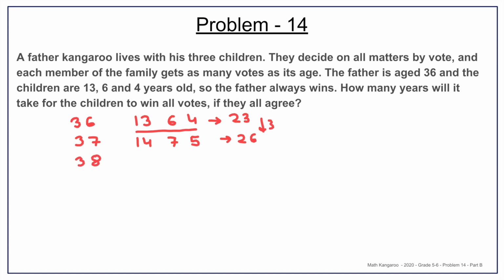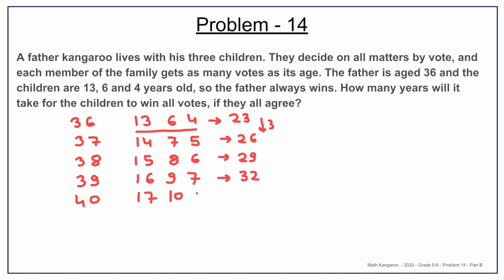Father will be 38, kids will be 15, 8 and 6. That equals 29. They increase by 3 votes. Father will be 39, kids will be 16, 9, 7. That equals 32 votes. Father will be 40, kids will be 17, 10, 8, which goes to 35.